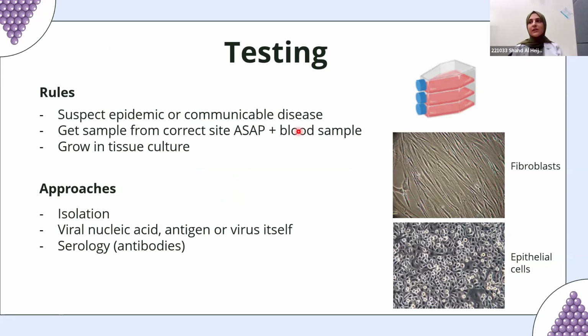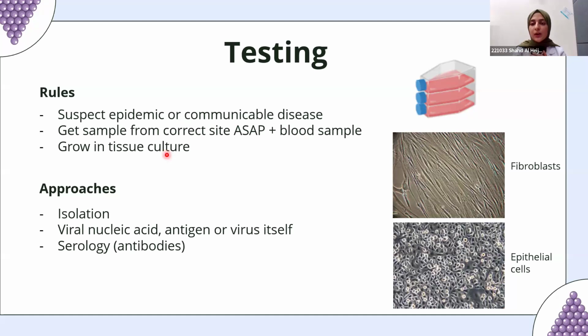So if you suspect that this virus could actually spread to many people, cause a disaster, cause an epidemic, or it can be very easily communicable between people, you need to test it. This is number one. You need to get a sample from the correct site ASAP, and you get a blood sample too, and you grow this in tissue culture.